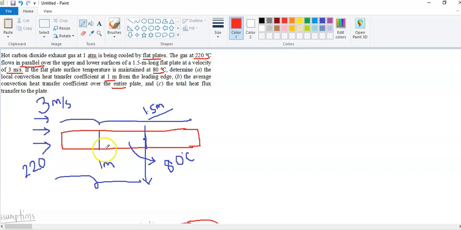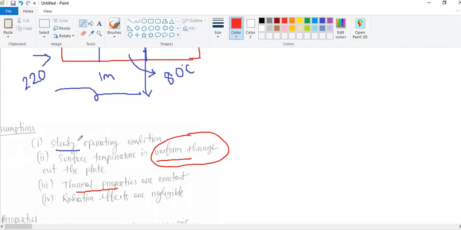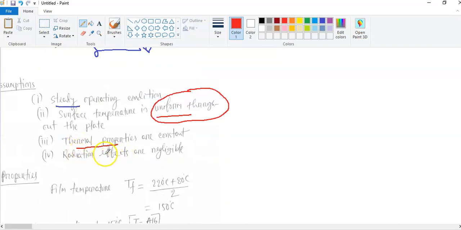You see, convection happens here because we have a solid object and the gas, so heat transfer is happening. You already know what convection and conduction are. So we say the radiation effects are negligible. Now we need to calculate the properties. We already discussed how to calculate the properties.